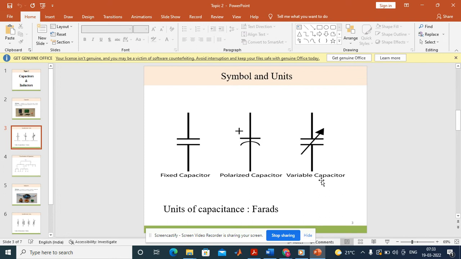Now coming to the units of capacitor, the unit of capacitance is the farad. Practically, we will make use of either microfarads or nanofarads of capacitors. We'll never go for farads of capacitors for any application.